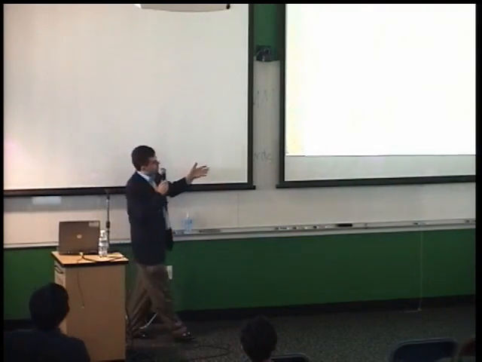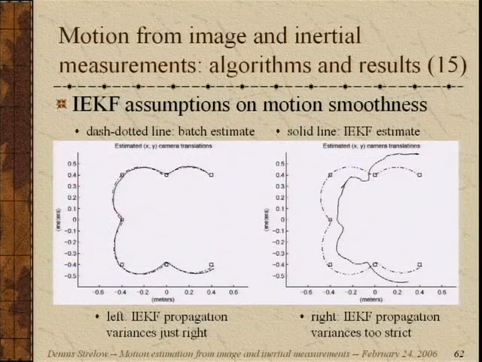Okay, and one example of a failed IEKF result is shown on the right. The figure on the left is the one that I showed you. It's the best IEKF result that I could generate from this data. And the one on the right, that horrific solid line there, is generated just by picking the propagation variances, our expectation of the camera's changing accelerations, incorrectly.